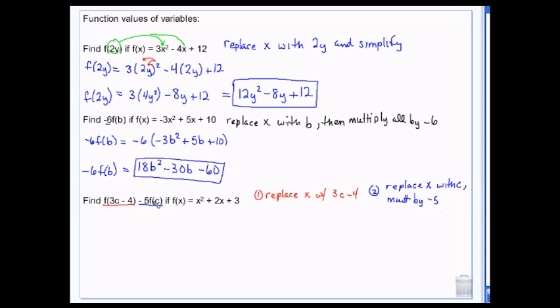Okay, because as you see here, there's a c there, but there's negative 5 on the outside. So I have two different things happening. In this first part, I'm replacing x with 3c minus 4. So it was x squared, so now it's 3c minus 4 squared. It was 2x, so now it's 2 times 3c minus 4. And then that plus 3 just gets to hang out.